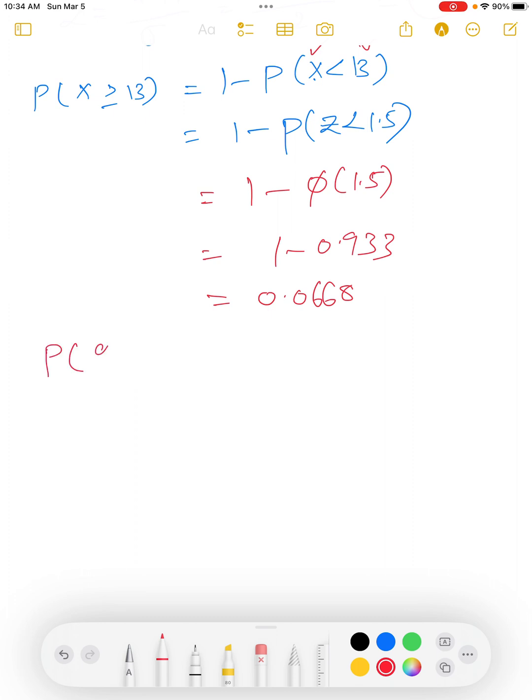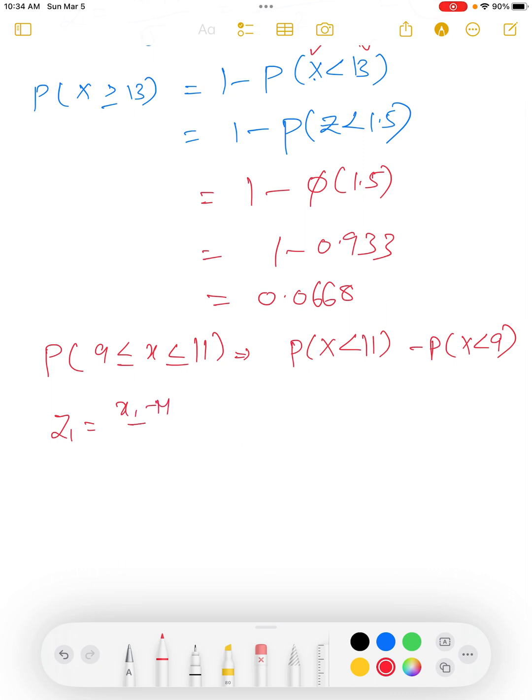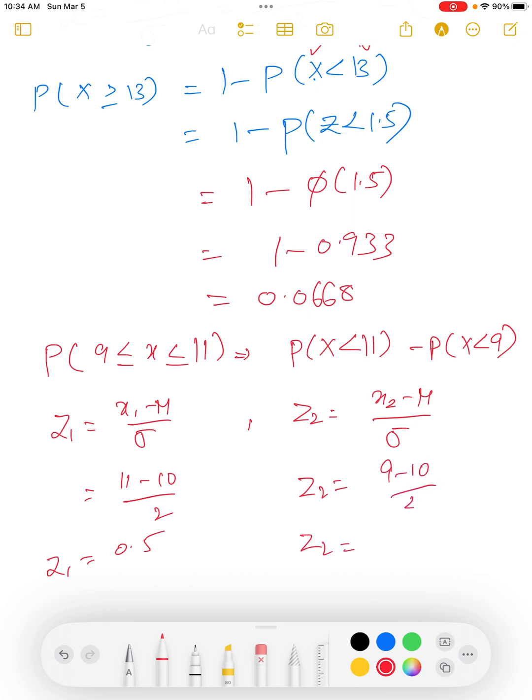Okay, same. Let's do a simple problem. P of 9 less than x less than 11. So P of x less than 11 minus P of x less than 9. So z1 equals x1 minus mu by sigma, z2 equals x2 minus mu by sigma. What is x1? 11 minus 10 by 2. So z1 equals 0.5, z2 equals 9 minus 10 by 2, that is z2 equals minus 0.5.